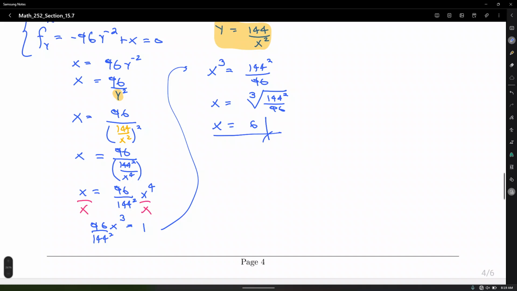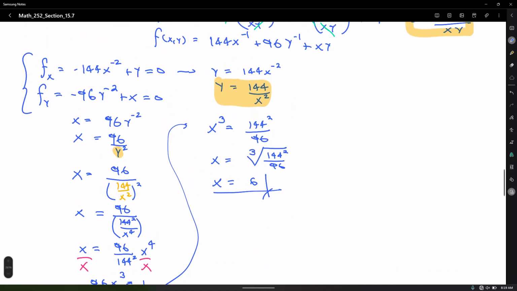All right, well, we already have x, that's the length. How about we get y, the width? So we already have an equation to find the width, that is 144 over 6 squared, which is 144 over 36, which equals 4. All right? Equals 4. Okay, that's the second one.